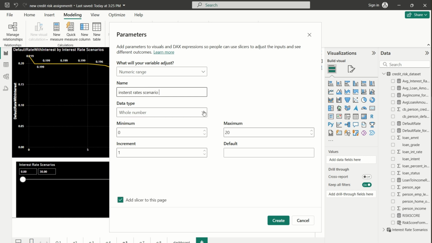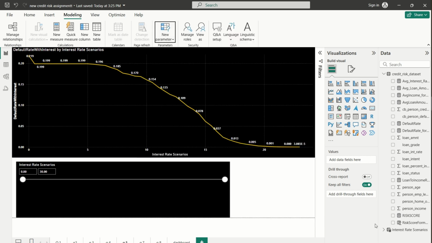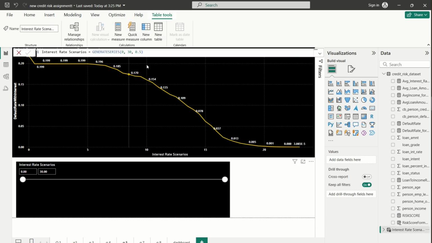Then in data type, I have chosen decimal number. Minimum means less interest rate, maximum means largest interest rate. I have kept 30. Then increment means step size, so I have kept 0.5. Then default will be empty. Then this will add a slicer to this page. Then click on create. So you can see it has been created.